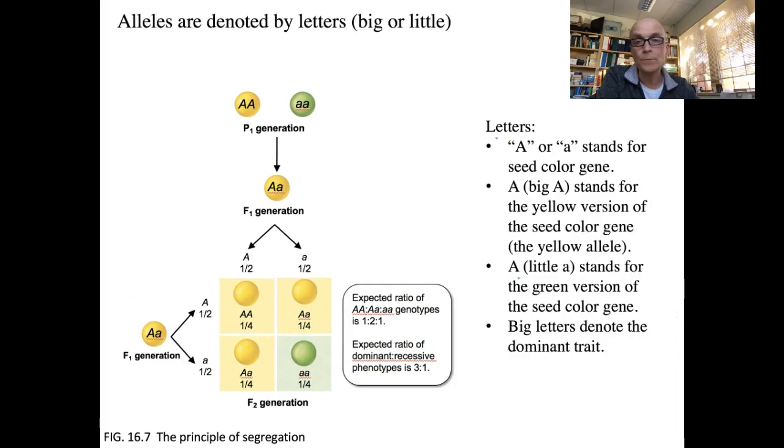Okay, so for the letters, the big A stands for the yellow version in this case. The little a stands for the green version in this case. The big letter always denotes the dominant trait, and the letter, whether it's big or small, stands for the same gene, right? So it's the same gene. We're looking at the same gene, not at different genes. It's the same gene with a different version, so different alleles.